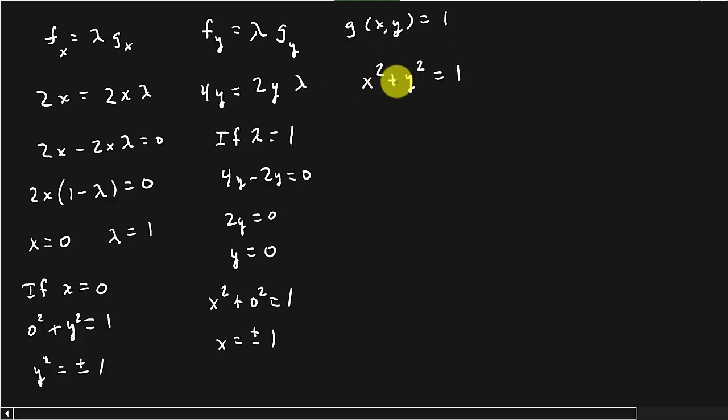And so now I have the points 0, 1, and 0, negative 1. See, x is 0, y is plus or minus 1. I don't know why I have a y squared there, but y is plus or minus 1. And then for this one, y is 0, x is 1 and negative 1. So that's going to give me the points 1, 0 and negative 1, 0.